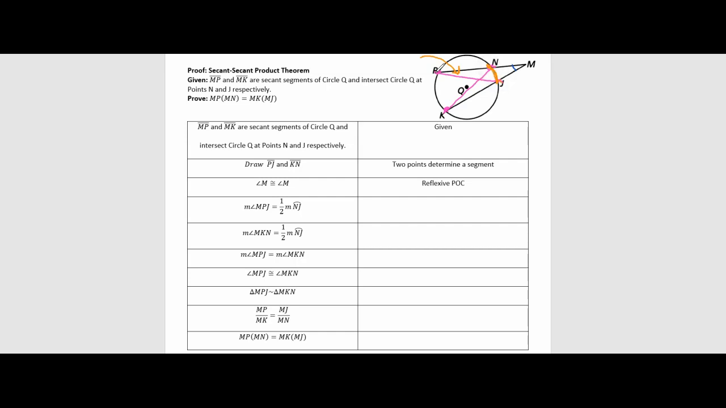Well, that's the inscribed angle theorem, right? MPJ is an inscribed angle, which means it's half the length of the intercepted arc. I then have another inscribed angle, MKN. Another sliver here. And that has the same arc, right? I'm just going to leave it up here in orange, but it has the same arc NJ. So again, this is just another inscribed angle theorem.